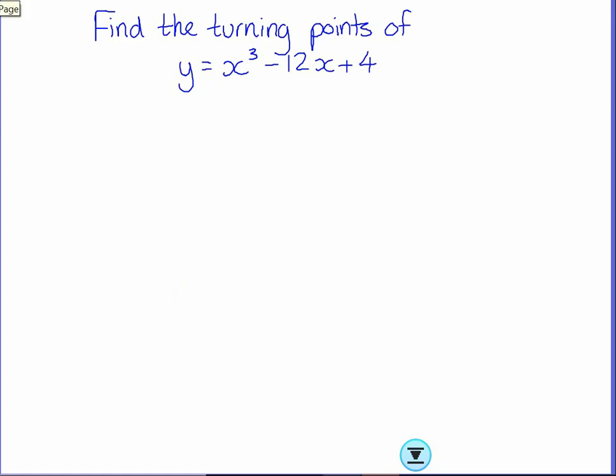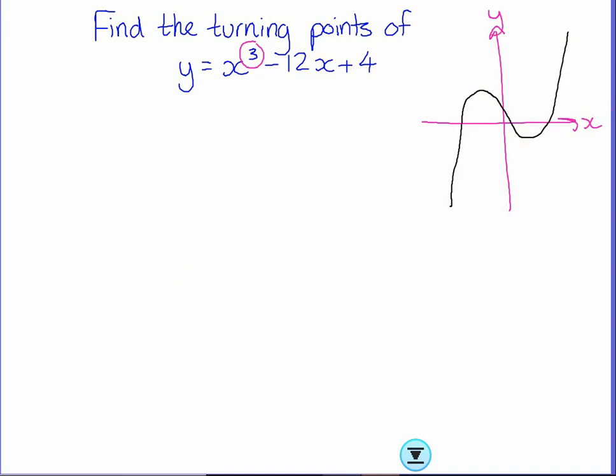So let's have a look at a question. Find the turning point of this graph here. So y equals x cubed, that's the highest power, that's the bit that's important to us. So if we make a very quick sketch here, x and y, it's got a plus 4. So if I just draw something like that, it's going to be roughly right. But we're expecting a maximum and a minimum.